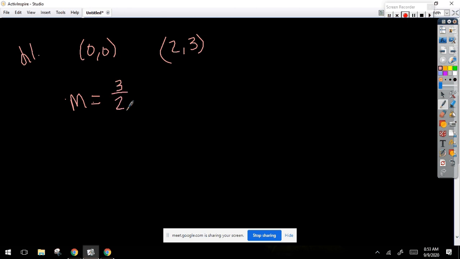Okay. Do you all remember point-slope form? In case you don't: y minus y1 equals slope times x minus x1. It's still laggy, but it's better than yesterday. So now I have y minus 0, which is just y. I'm going to use that point (0, 0), equals slope.